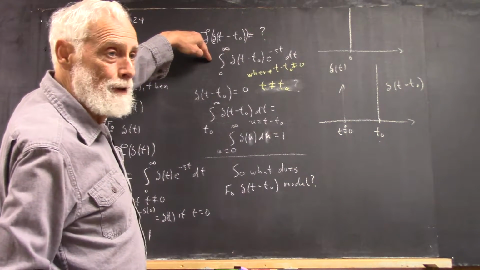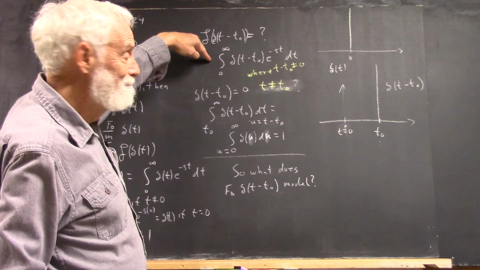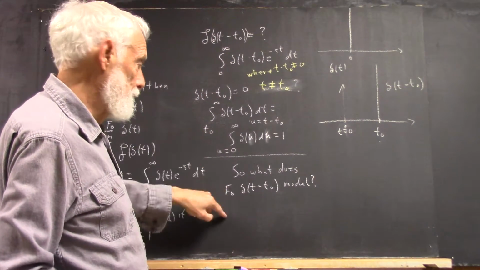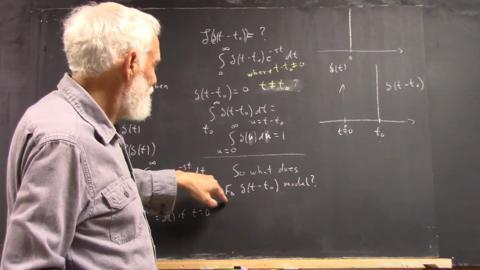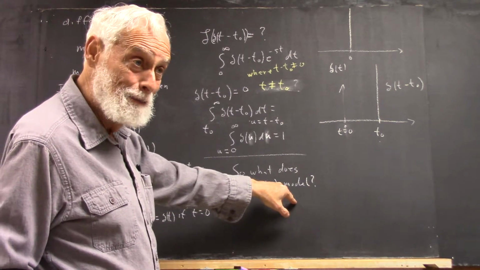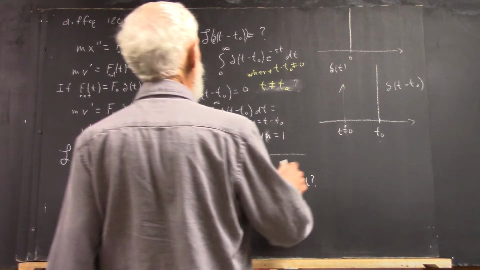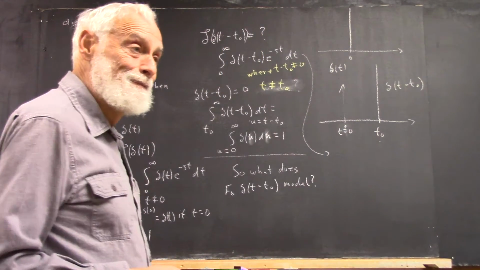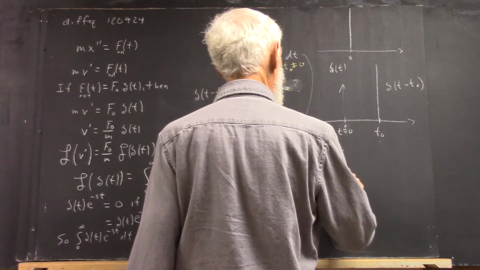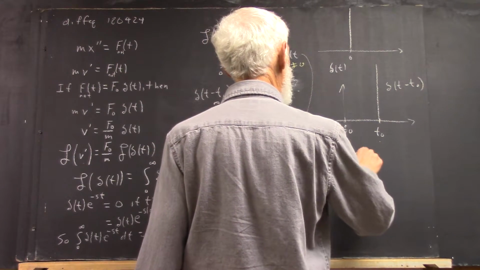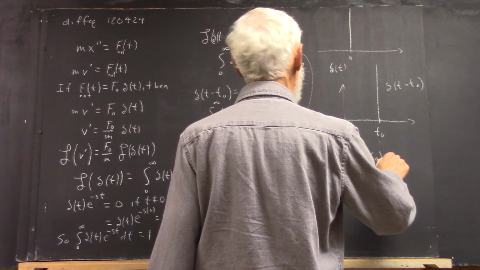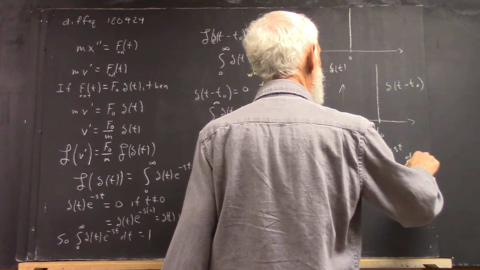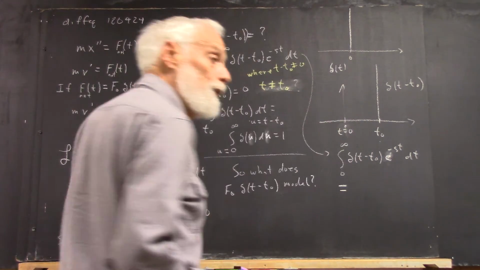Still, we need to integrate this. I filled this in with more details than I expected, so my question here: what does f naught delta t minus t naught model? Well, we'll come back to that. But now we have to take this question and bring it down here and tell me what the integral from 0 to infinity of delta of t minus t naught e to the negative st dt is equal to.